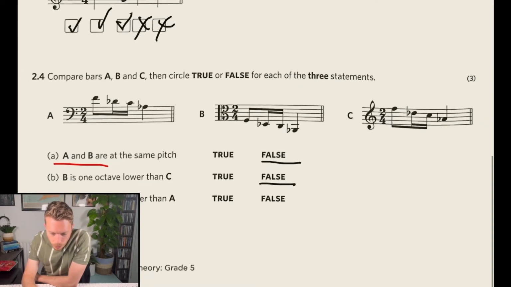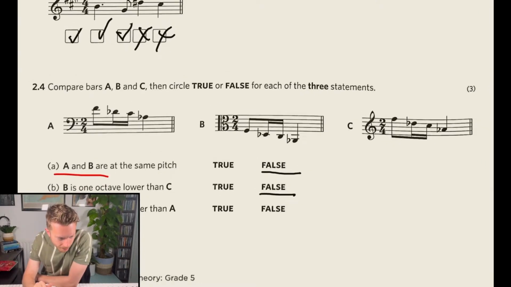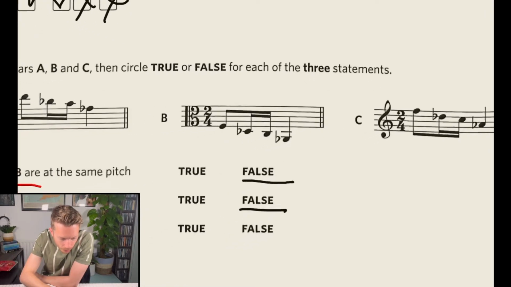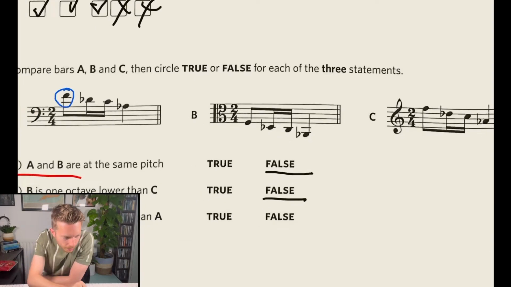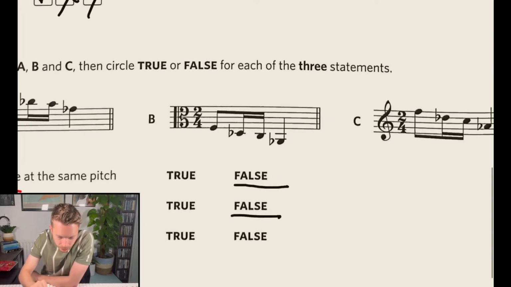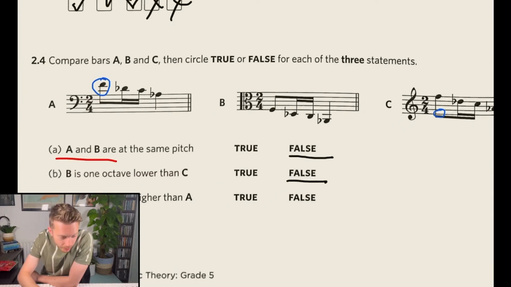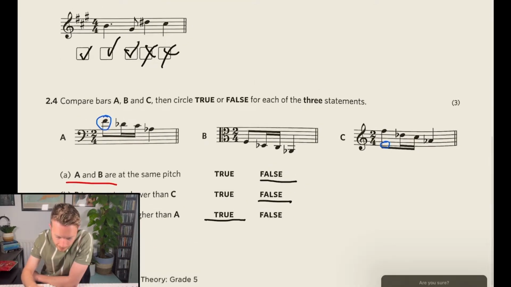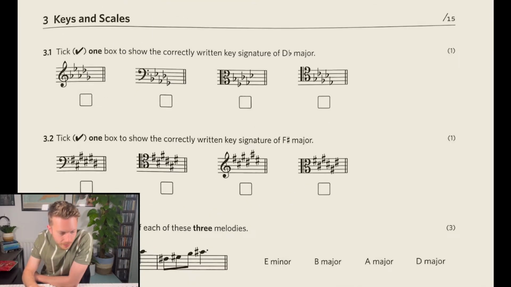So 2.4, C is 1 octave higher than A, is that correct? Well, let's take a look. So this is the F above middle C, which would be written here, and that is the F above that, so that is actually correct, that one. C is 1 octave higher than A. Okay, let's move on. Next page.